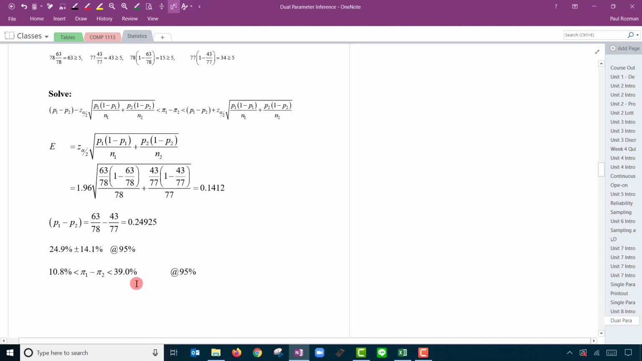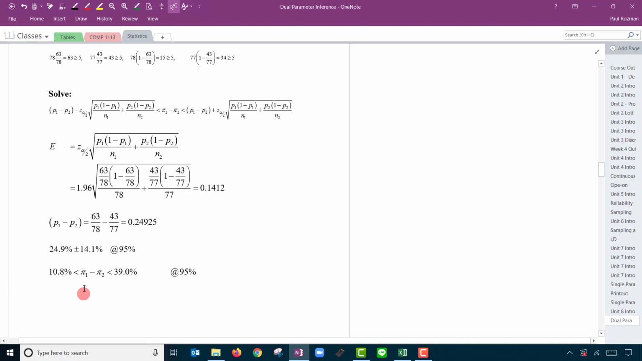And you come up with a nice little interval. The actual difference between the two proportions is somewhere between 10 and 39%. If somebody said that Guitar Hero 3 was 50% easier than Guitar Hero 2, you would reject that because 50% didn't fall in this range. But if somebody said, oh, I think Guitar Hero 3 is 30% easier, well, that falls in the interval, and you probably wouldn't disagree with them.